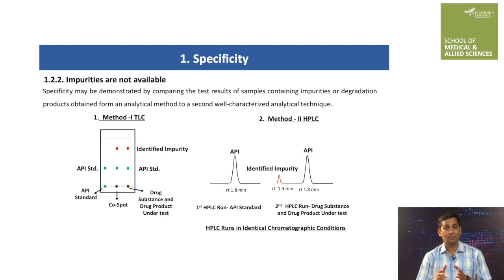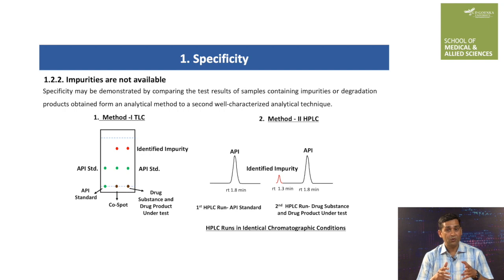We can take the example of TLC and HPLC as two independent analytical methods. Firstly, we can develop a TLC chromatogram to find out and identify the impurity. Secondly, we will perform an HPLC run to confirm and verify the impurity. This means if the TLC chromatogram shows an impurity, it must appear in the HPLC chromatogram also.